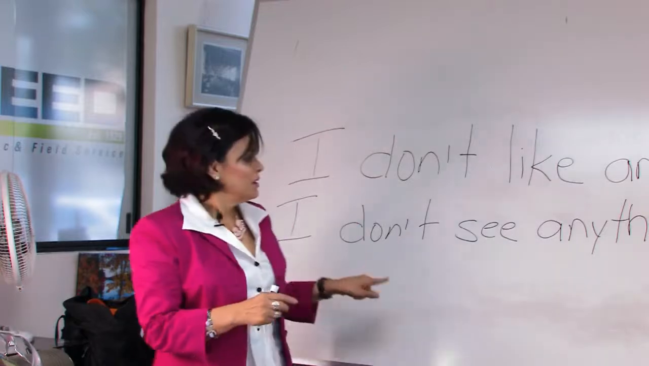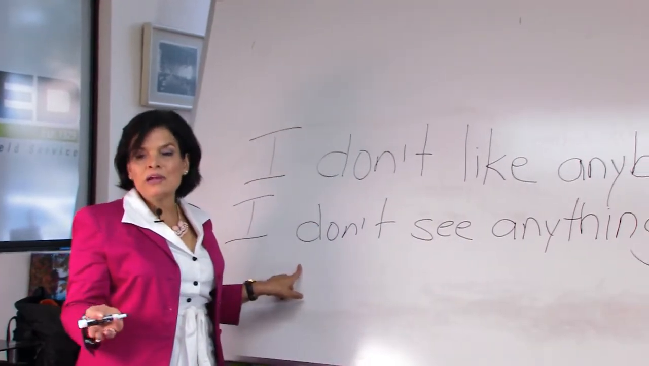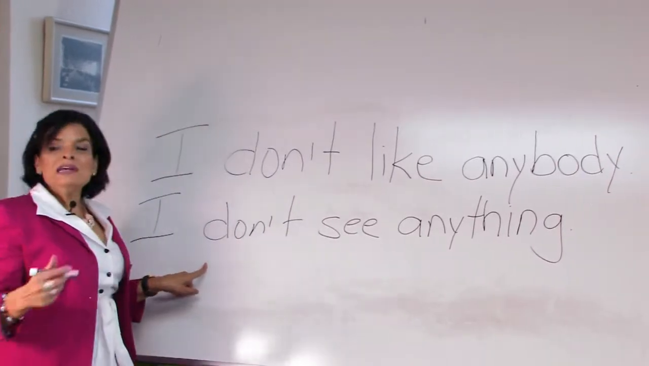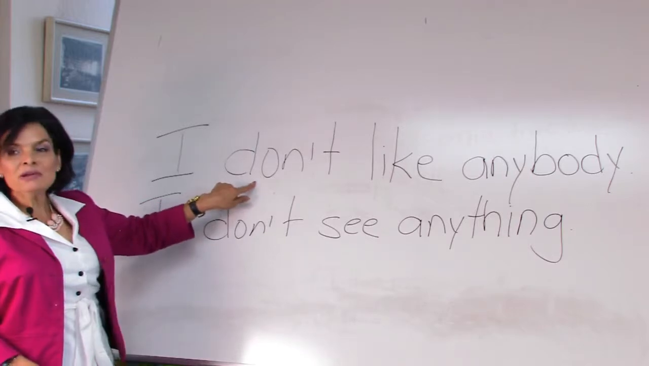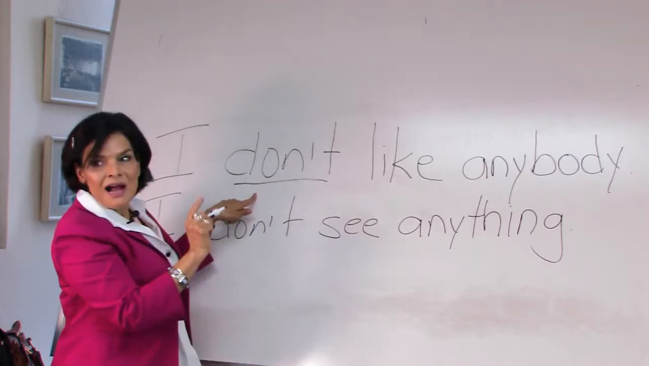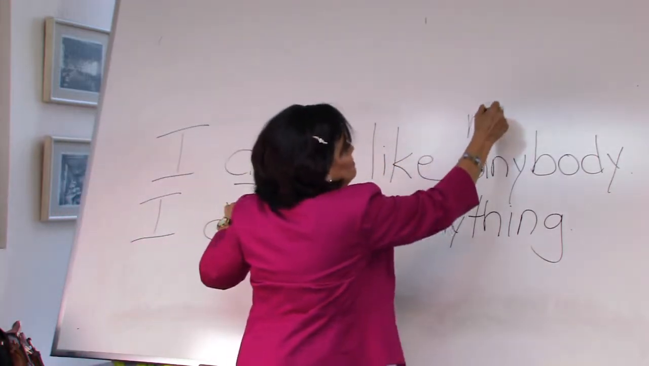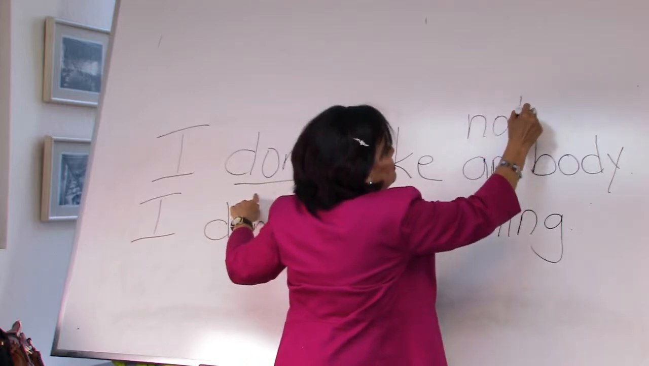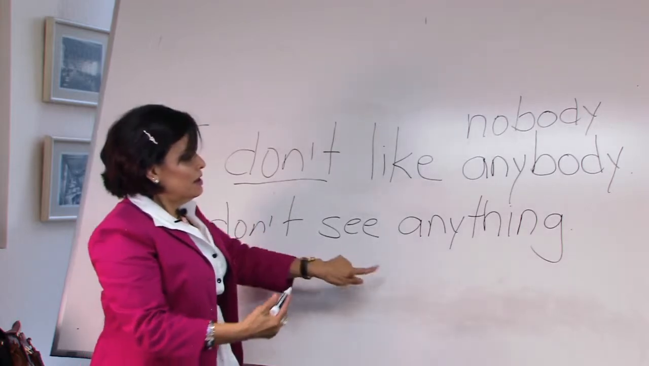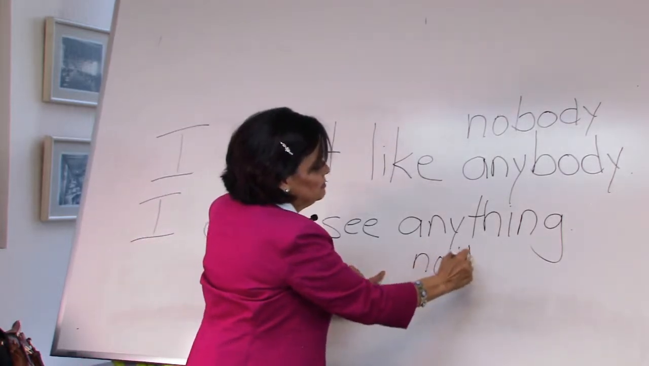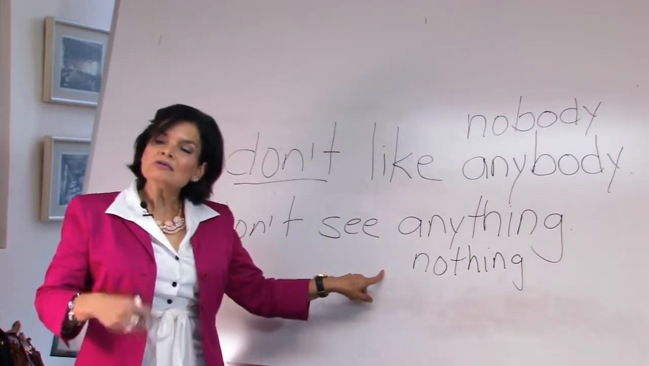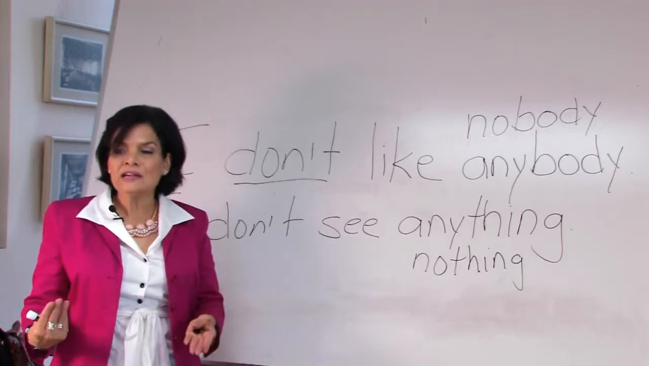In English, that's called double negative, by the way. Okay, so in English, we do not use double negatives. When I say double negatives, look, this one is a negative, don't, right? So if I have don't, I cannot use nothing or nobody, because nobody is a negative, and nothing is also a negative. So when you speak, pay attention to double negatives, okay?